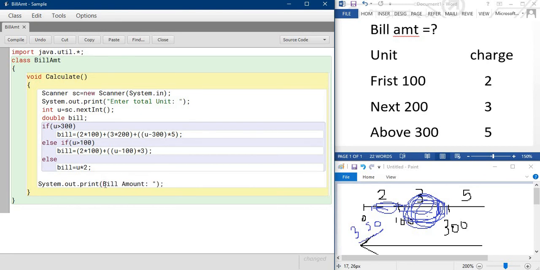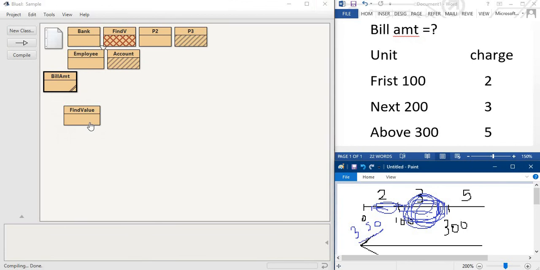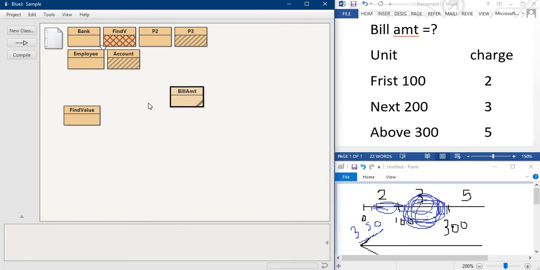Bill amount plus bill. Now compile it. There is no error. Let's close it. So what is the bill amount? The class is BillAmount. So I just run it.